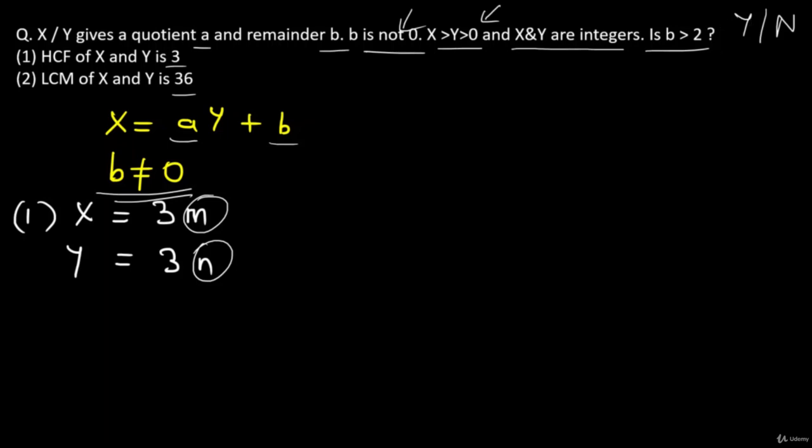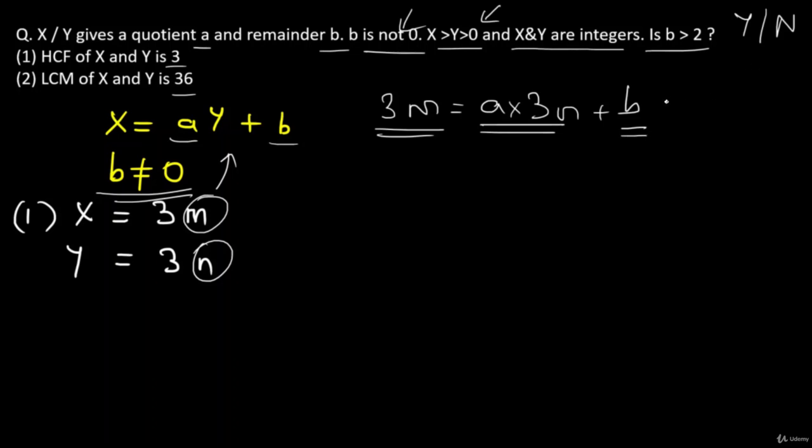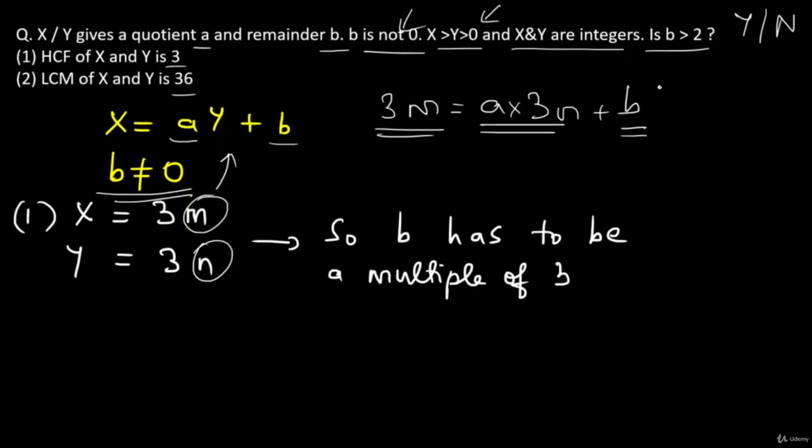Yes, I can say that, right? How is that so? Let's plug this in over here. I get 3m is equal to a into 3n plus b. So over here you have a multiple of 3. Over here you have a multiple of 3. Therefore, b also has to be a multiple of 3, right? Then only this equation will hold. Now, b being 0 also would hold, but it's given that b is not equal to 0 in the question. So therefore, b also has to be a multiple of 3, and therefore this information is sufficient. Statement 1 alone is sufficient.